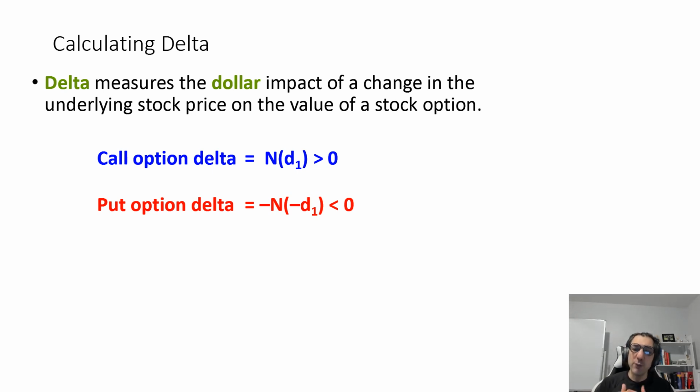Again, it shows the $1 change in the stock price. It shows that when the stock price is changing by $1, the option value is changing by delta dollars. Now, again, how you calculate delta? You can use this formula to find the delta.